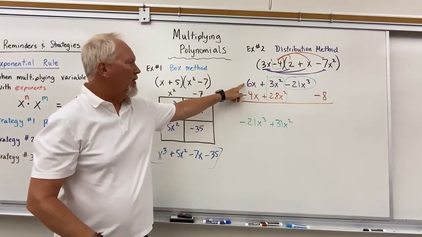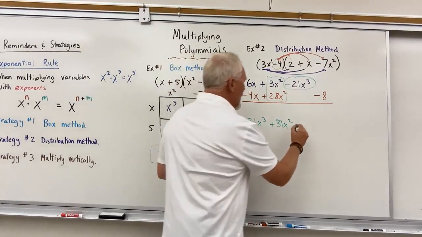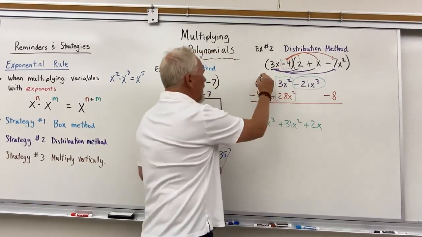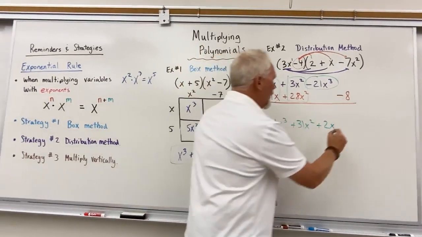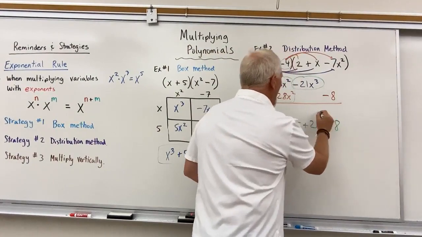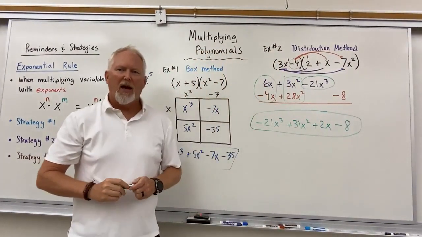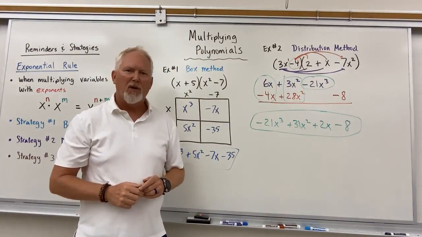And now I've got 6 minus 4x. So 6 minus 4 is plus 2x. Okay, and now those are done. And now my negative 8 just comes along for the ride. And that, my friends, is what you would end up with as a solution for those two expressions being multiplied.